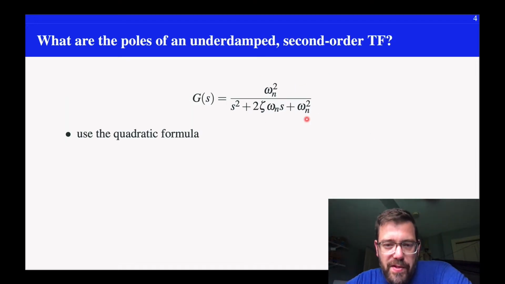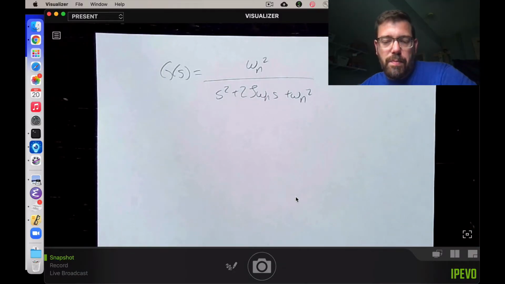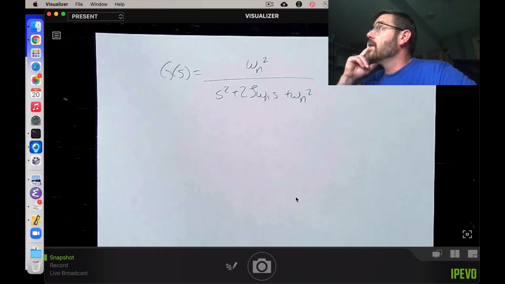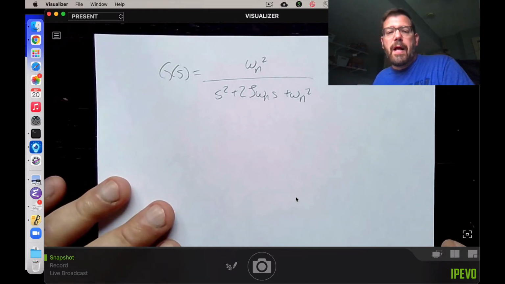So if we have this underdamped second order standard form and we want to find its poles, we take this denominator, set it equal to 0, and then use the quadratic formula to find the roots of that equation. So let me do that on my DocCam now. So I have a transfer function and I want to find its poles. If these were all hard numbers, I could just use my calculator or Python. If it were higher order, I would have to do something like that.